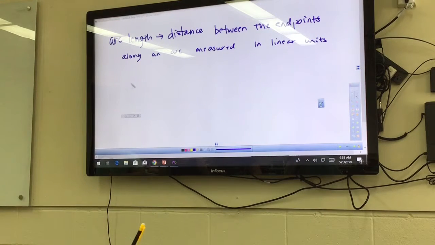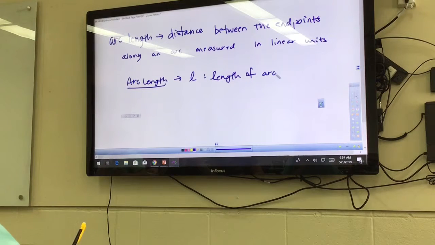Okay? So how to find the arc length, if I tell you that L is the length of the arc, and if we're talking about the distance between the endpoints, what else contains distance out of our formulas that we know? The distance around a circle, what is that? The circumference. So we obviously have to use the circumference formula here in order to find the arc length.